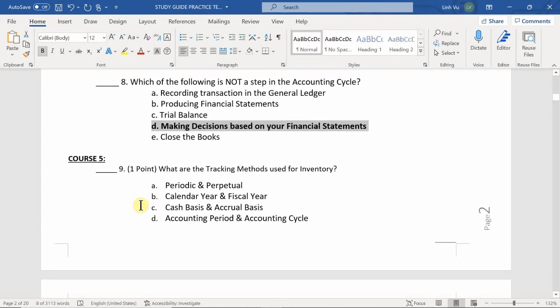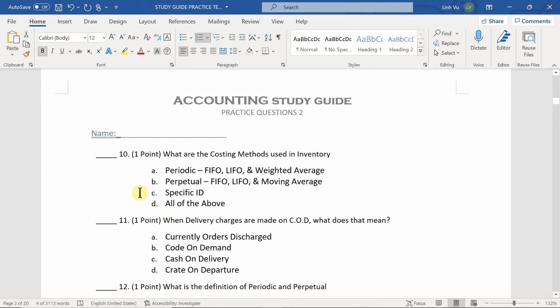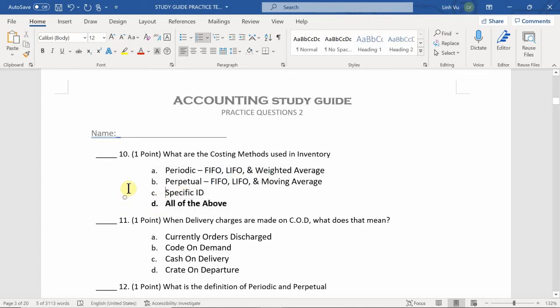Okay, so now we're going to move on to chapter 5. What are the tracking methods used for inventory? A. Periodic and perpetual. Good. Number 10 says, what are the costing methods used in inventory? D. Good. All of the above, right? We learned both periodic and perpetual. Periodic is LIFO, FIFO, weighted average, while perpetual is LIFO, FIFO, moving average. And of course, specific ID, we never talked about it, but it does exist.